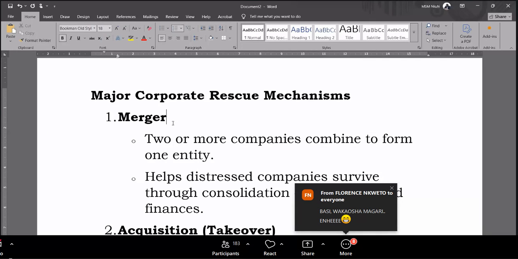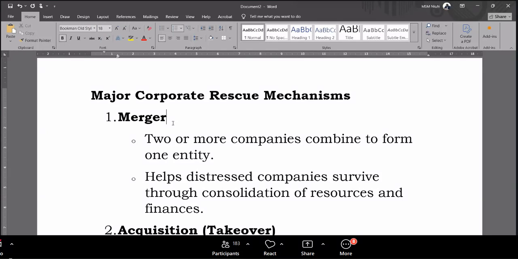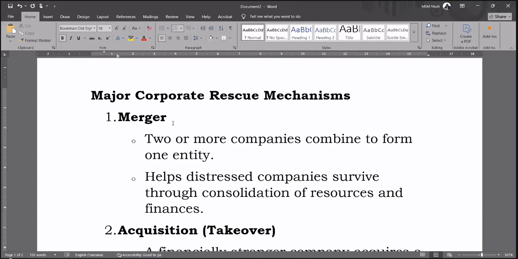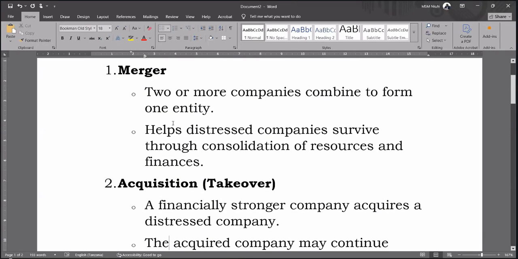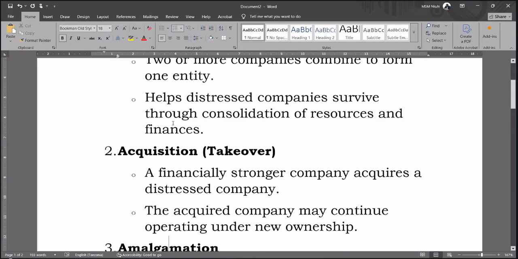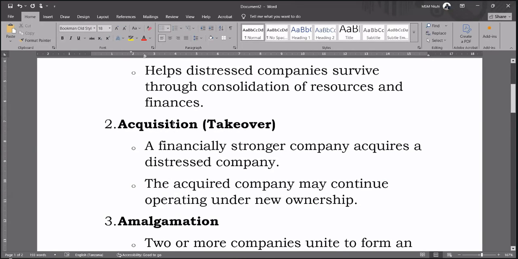As managers, you must think of merging, combining with other companies, because, you see, we are weak now, we cannot make it on our own. Instead of winding up or going down directly, if you have the brand, then consider merging with other companies. It is helping distressed companies survive because you are consolidating resources and finances. You can allow yourself to be taken over because you can allow financially stronger companies to help you. At least if you are taken over, you've not come to an end, but your business will continue and it will even be made better by those who have the strength or the muscles to do the business.